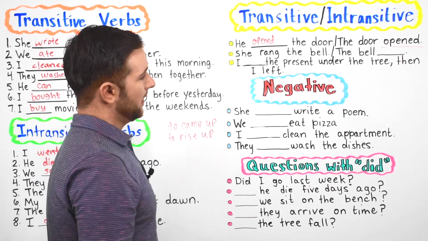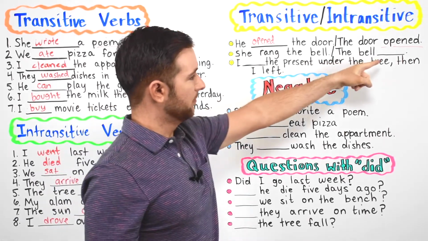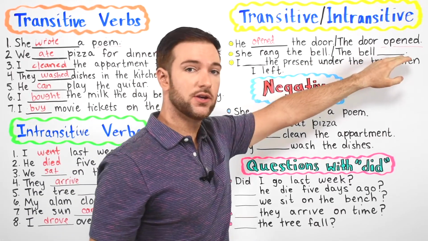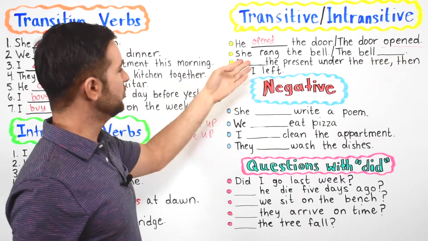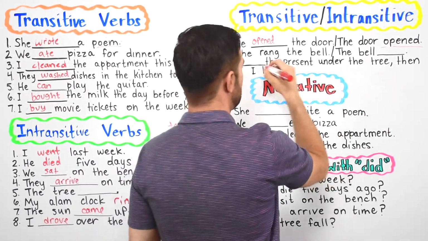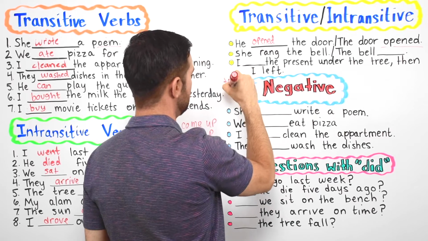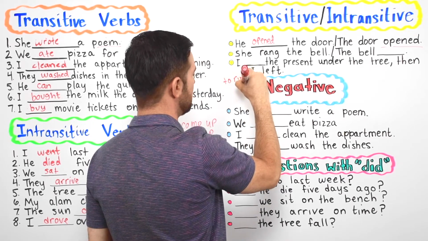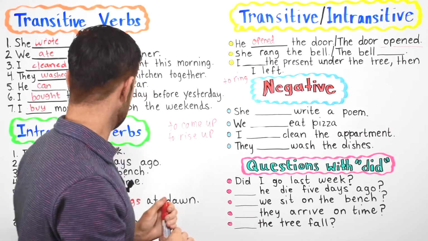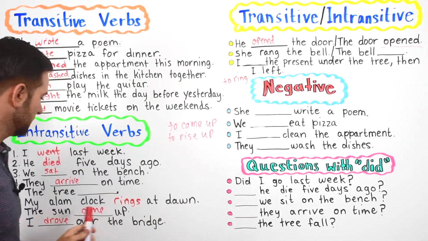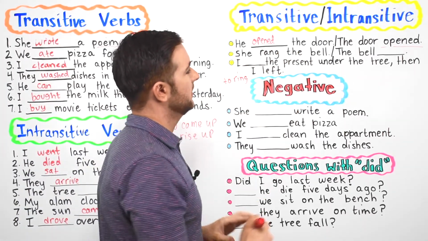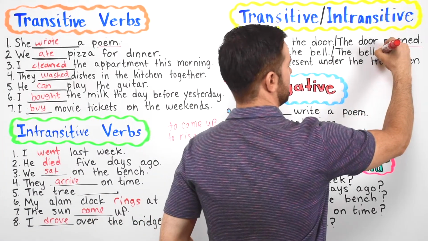She rang the bell and the bell blank. So what can we say here in this blank spot? She rang the bell, so we're going to take this verb right here, coming from the verb to ring. For example, if you have a phone, ring, ring, ring, hello. Or an alarm clock right here. My alarm clock rings at dawn. She rang the bell, or the bell rang.